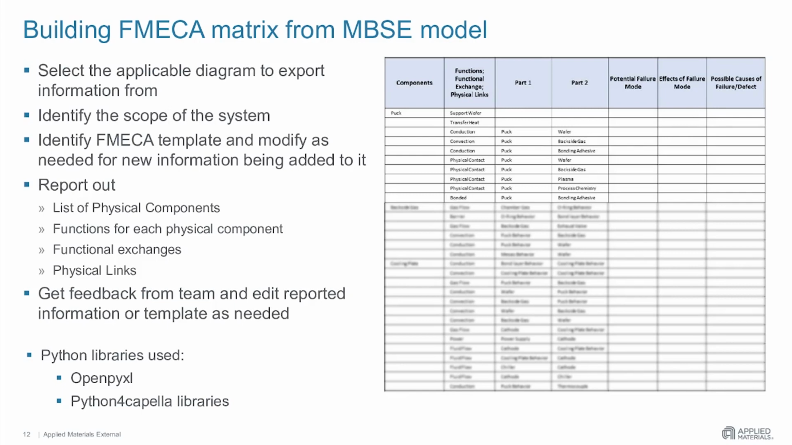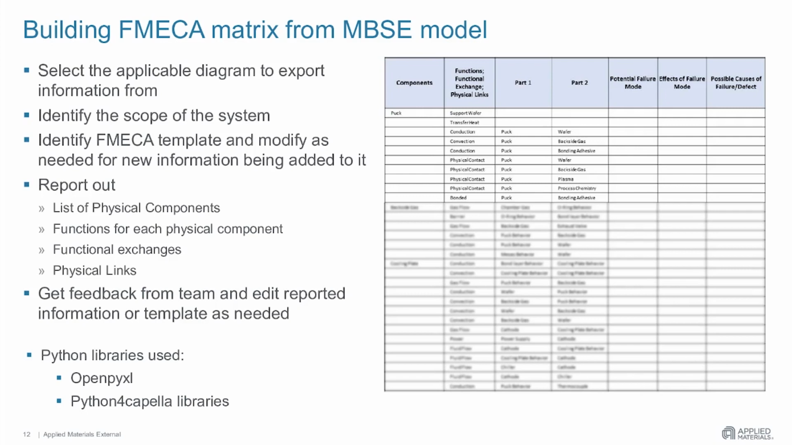So the Python script offers us enough flexibility to either look at a component FMECA or a complete functional chain FMECA. On the template, we went back and forth on identifying what may be the right approach. So depending on the kind of FMECA and depending on the type of team involved, we have multiple templates, and we essentially reported out the components, all the exchanges, and the physical links.